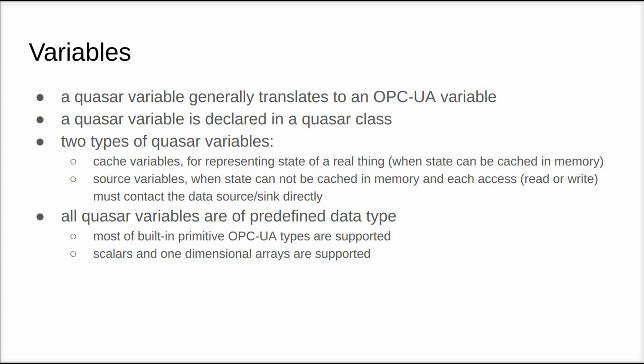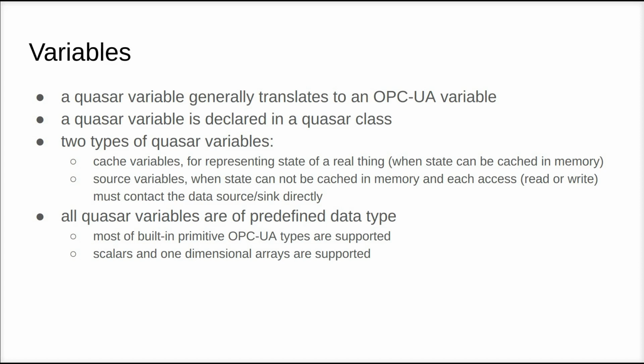So variables are the following. A Quasar variable generally translates to an OPC-UA variable, which means one declared Quasar variable is always an OPC-UA variable. Variables in Quasar are declared per Quasar class, and this is a restriction compared to OPC-UA, in which a variable can be basically anywhere. In Quasar, it's part of a Quasar class.